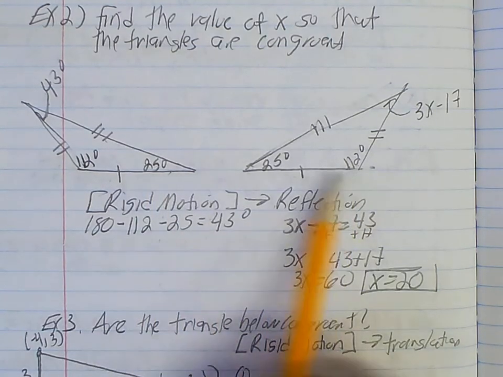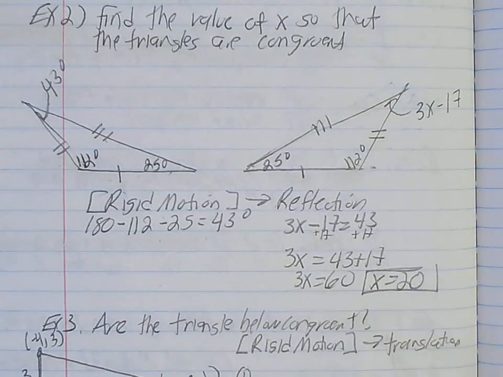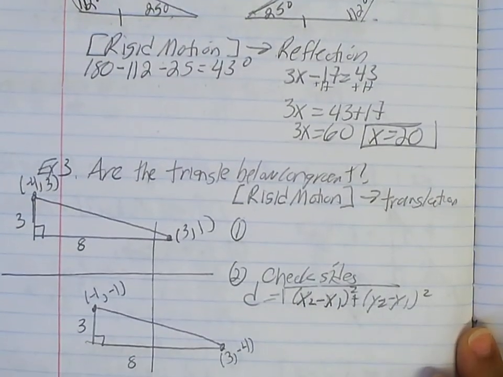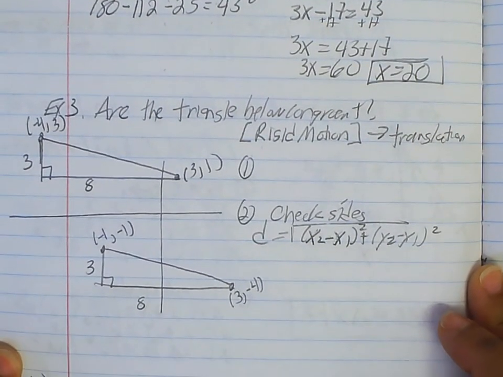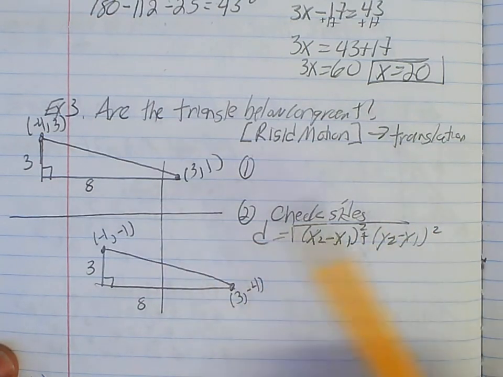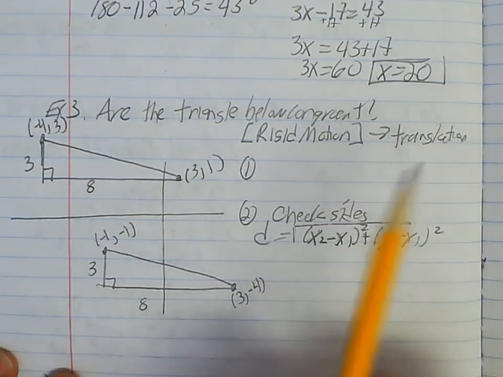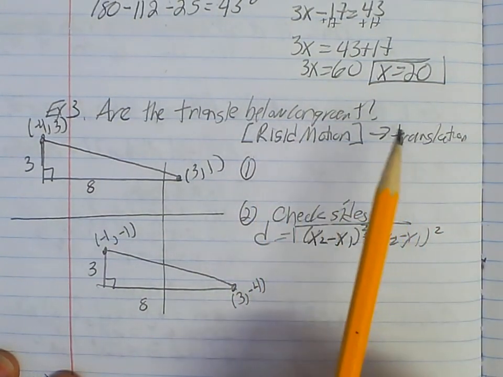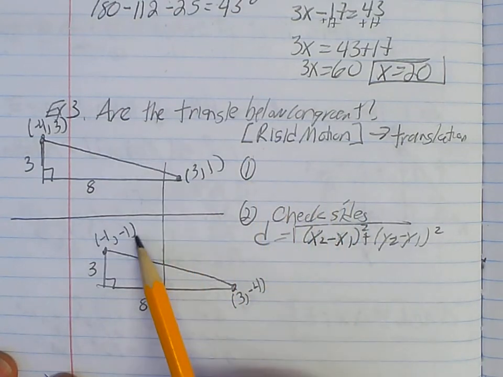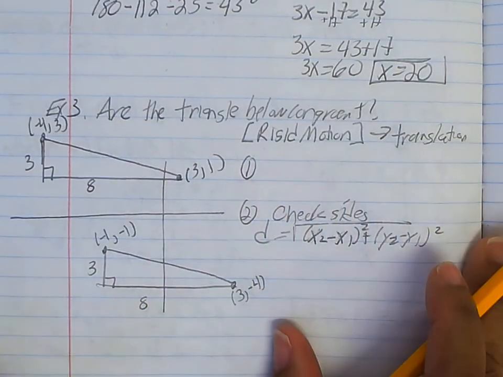Make sure you guys are drawing the pictures too on your notes. All right, let's look at the last example. Again, what I would do personally is pause, write it out, and then go back maybe and watch it so that you can understand what I'm doing. So it says, are the triangles below congruent? So this is a translation one, okay?